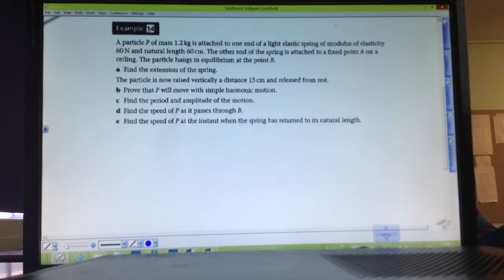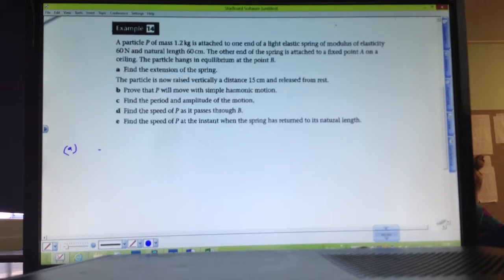Okay, so a particle of mass 1.2 kilograms is attached to one end of a light elastic spring of modulus of elasticity 60 newtons and a natural length of 60 centimetres. The other end of the spring is attached to a fixed point A on a ceiling. The particle hangs in equilibrium at point B. Find the extension. Okay, so here we go for part A.